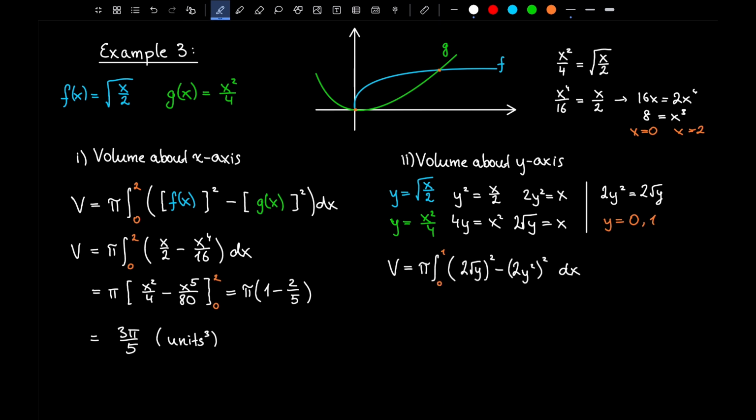So what we get is the integral from 0 to 1 of the green function 2 square root of y squared minus the blue function 2y squared squared, and everything is times pi in front. And pardon me, here in the end, it's not the dx anymore, but the dy. Now I challenge you to solve this integral on your own, and the answer that you should get at the end is 6 pi over 5. And that is all about volumes of revolution. In the next video, I will show you kinematics.